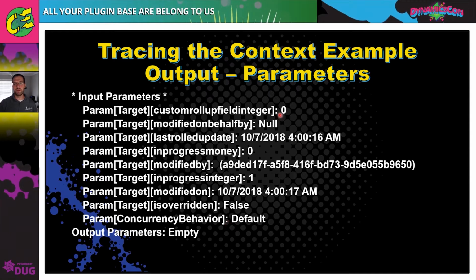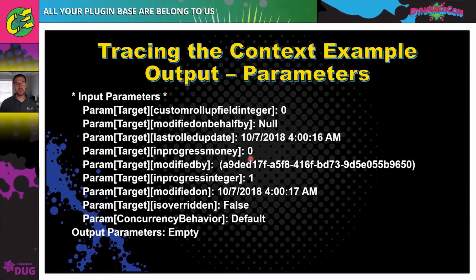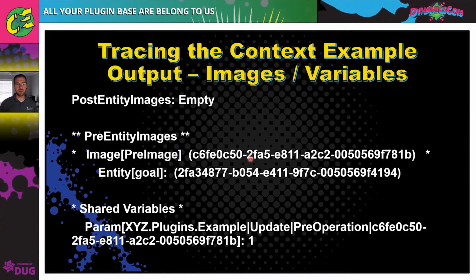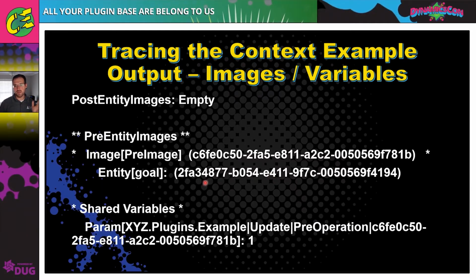Input parameters are very helpful, especially the target, and seeing what information came in. Maybe there's a value that is null and you forgot to add it to your pre-image, and that's why you're having an issue. Those are all very helpful. So those are the input parameters. Output parameters are also there, along with pre- and post-entity images as well. So if there's a pre-entity image, you'll see all those things in there. Oh, maybe I forgot to include an additional column in my pre-image.